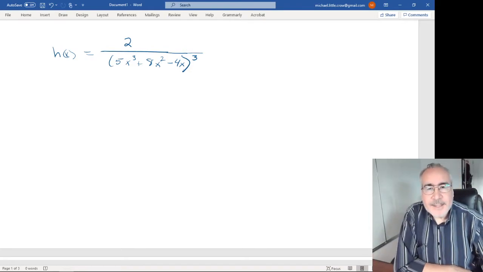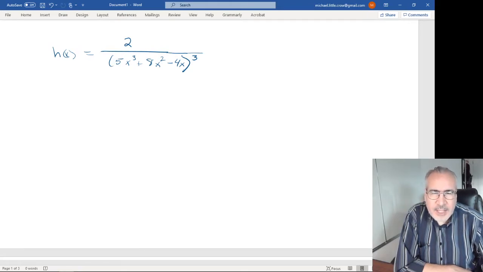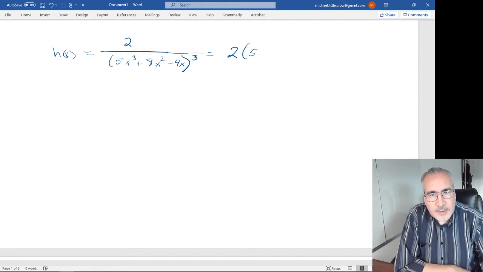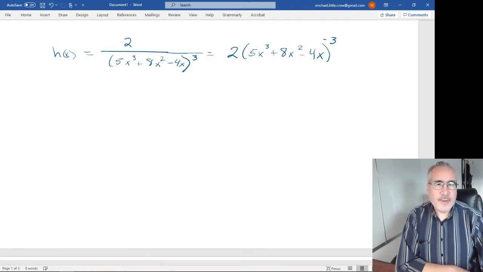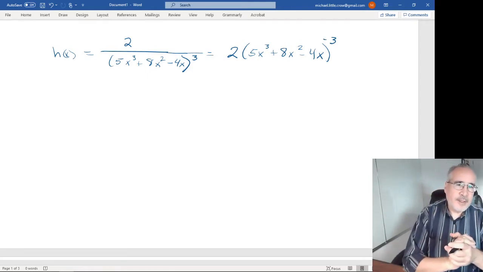We'll just do something like this. Okay, now again, you might start looking at this and think it's going to be a quotient rule because it looks like a rational function. I guess it is in technicality, but again, the first step we're going to do is focus on these exponents just like we've done. So let's move it upstairs. So let's call this 2 times 5x to the third plus 8x squared minus 4x to the negative 3. So we remember to do that. When we move it upstairs, it becomes opposite.